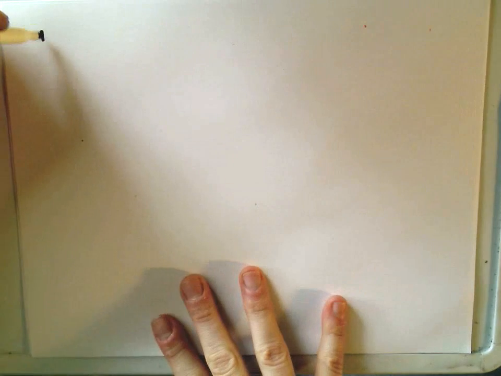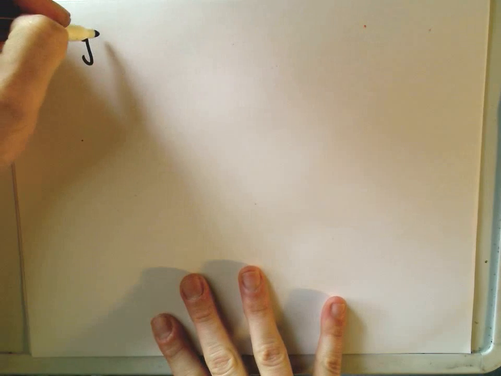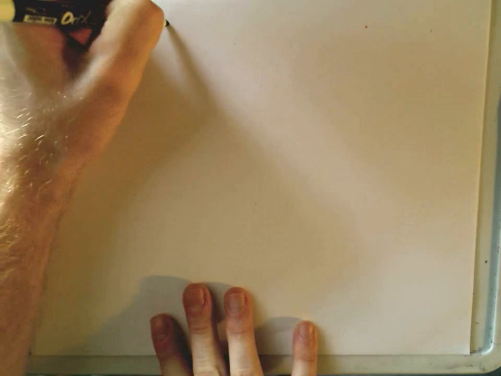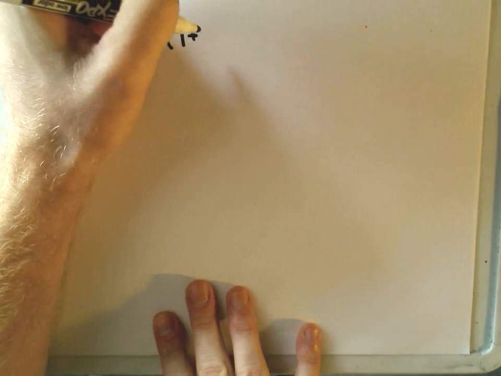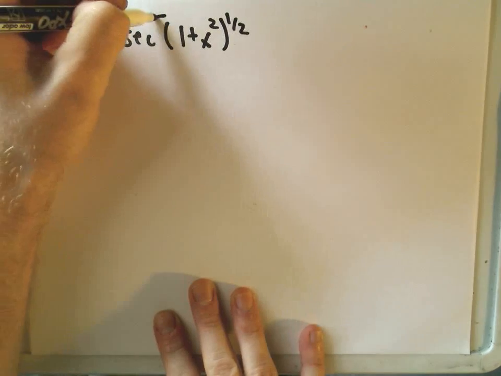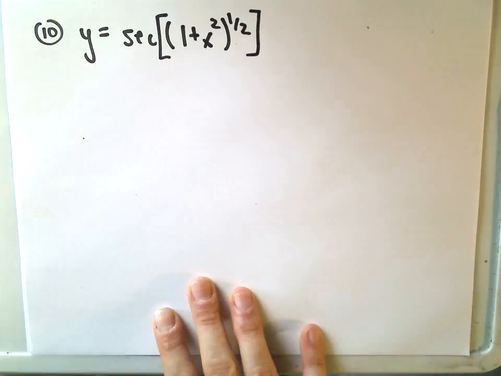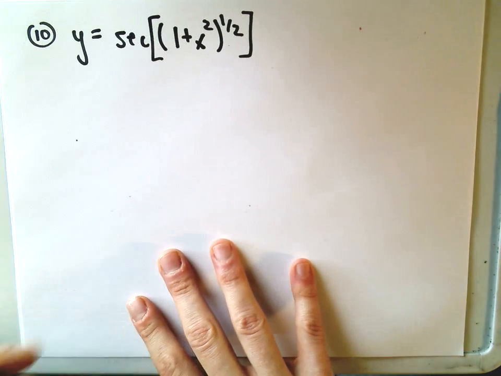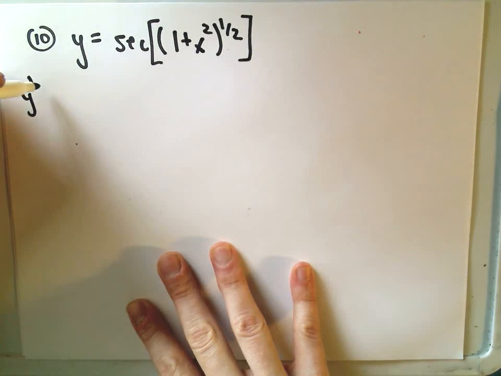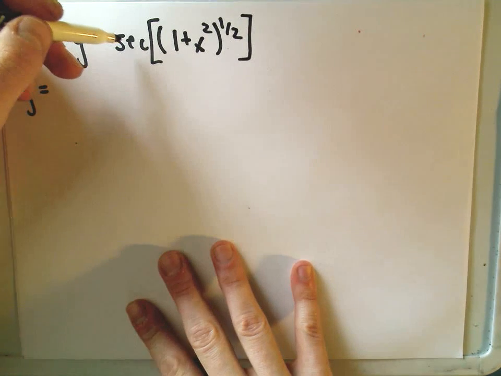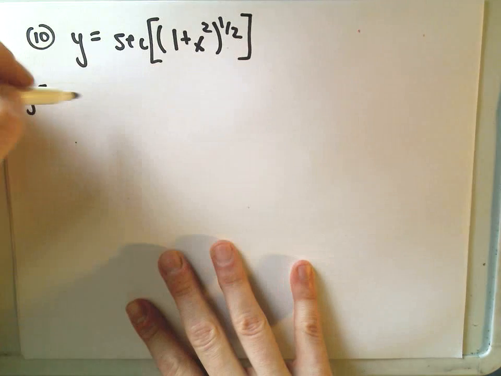But alright, so number 10 here, we have y equals secant of the square root. I'm going to go ahead and write that as 1 plus x squared to the 1/2 power. And I'm going to stick a set of brackets on there for myself just to help visually break it up. So if I take the derivative, again, remember the derivative of secant x is secant x tangent x. So in this case, we're going to have to use the chain rule.